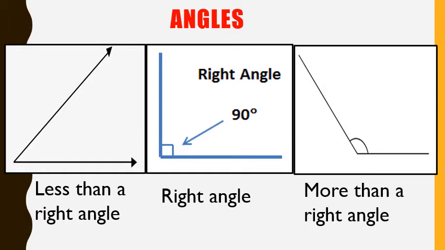The third figure is more than a right angle. That is, the angle formed in between the two lines is more than a right angle. This angle, which is more than a right angle, is also called an obtuse angle. So, an obtuse angle is more than a right angle. That is, an obtuse angle is more than 90 degrees.